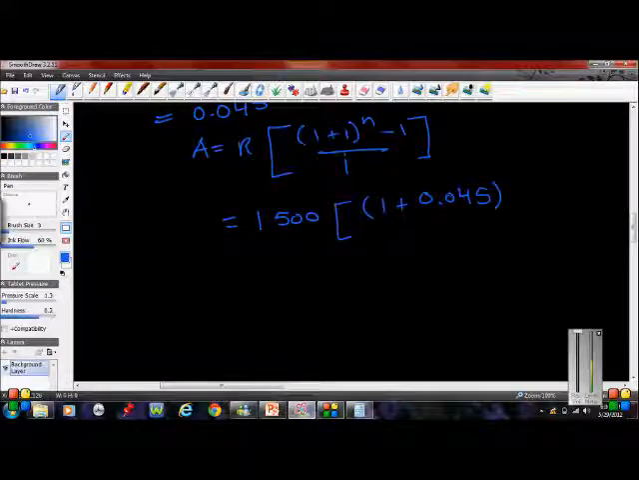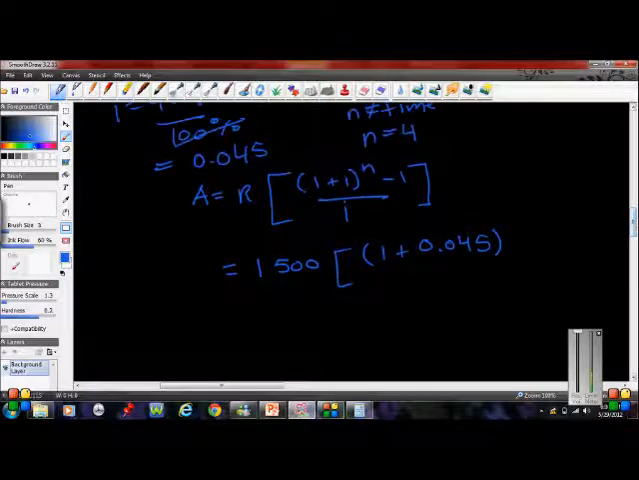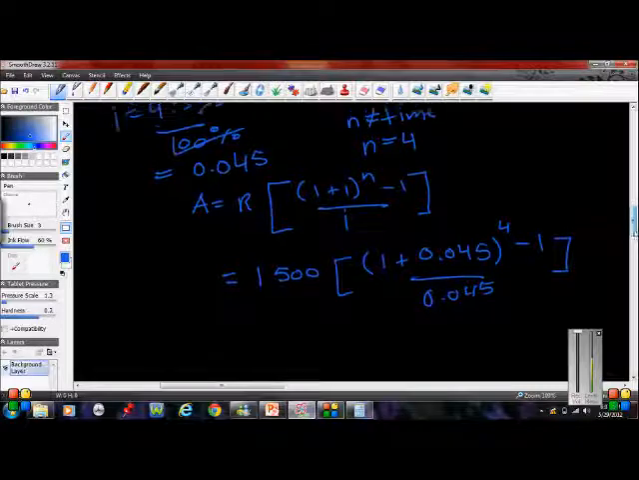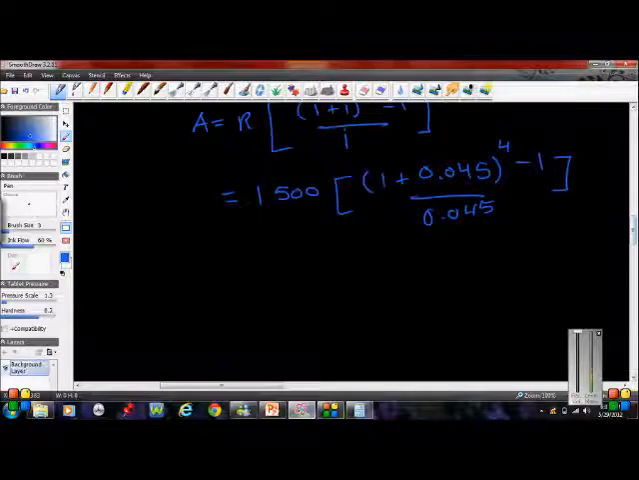1 plus 0.045, to the power of 4 minus 1, all on top of 0.045. Okay, so now we have this here, and from here you can pretty much solve the equation. My calculator allows me to just write these numbers out, but for you guys, since some of you might not have that, I'll actually solve it.